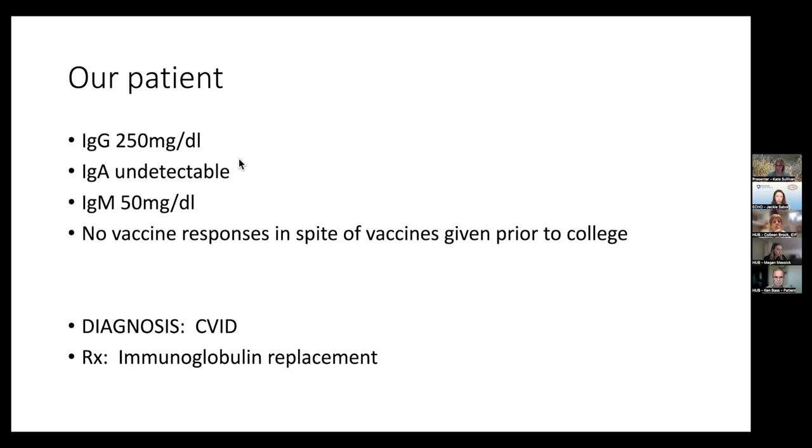So this young man fulfills the diagnosis of common variable immune deficiency, and the standard treatment for that would be to give him infusions of antibody, sometimes known as IVIG. It can also be given subcutaneously. So he gets immunoglobulin replacement.